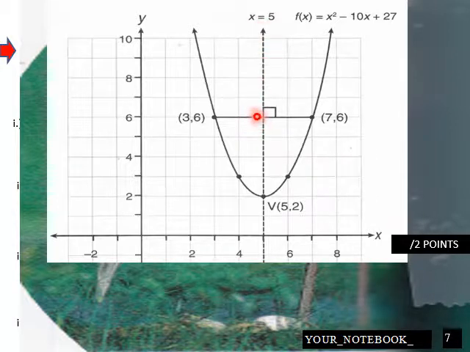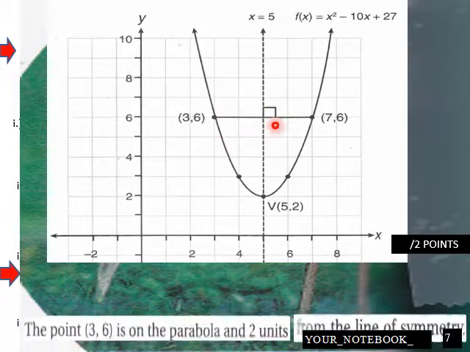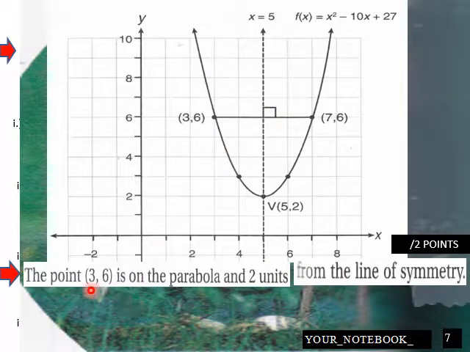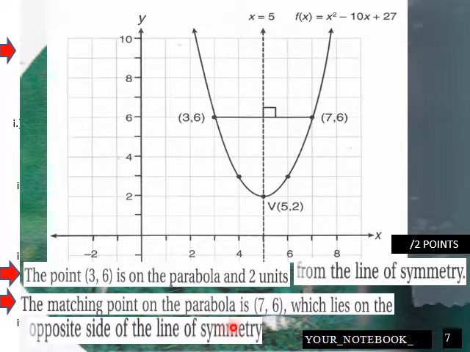And then on each side here, say for example, when y equals 6, x equals 3, and when y equals 6, x equals 7. So you're moving to the left 2 and you're moving to the right 2, and still with a y coordinate of 6, and this is at a right angle here, so that's pretty good diagram. The point 3, 6 is on the parabola 2 units from the line of symmetry. The matching point on the parabola is 7, 6, which lies on the opposite side of the line of symmetry.